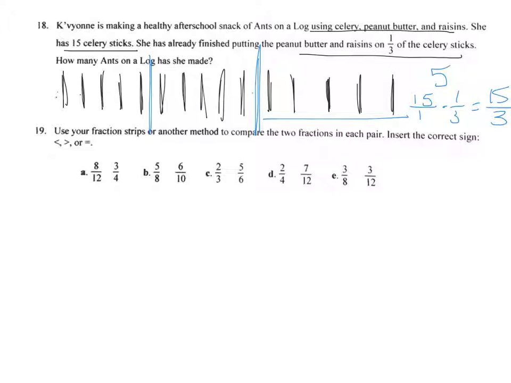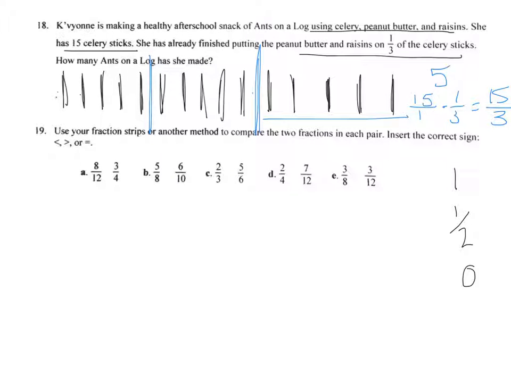Okay, on number 19, all it's wanting you to do is compare your fractions. So there are 2 different methods you can use to compare fractions. You can use benchmark fractions, where you are looking at, is it close to 1, is it close to a half, is it close to 0, or you can find common denominators. And I will use both methods for this one.